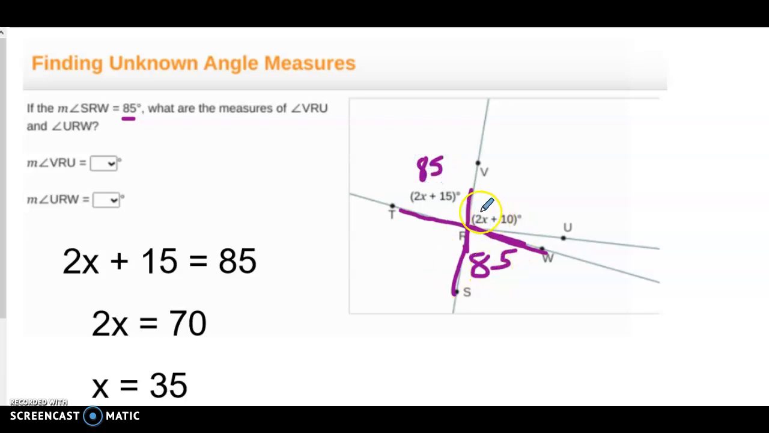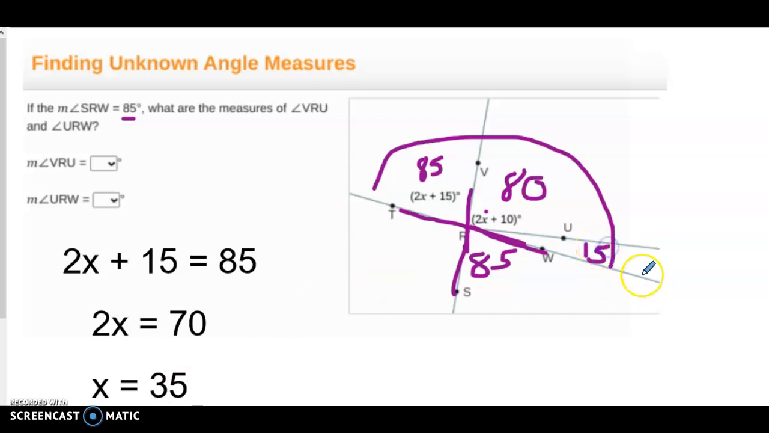Now we can also put the 35 in here. 2 times 35 is 70 plus 10, that's 80. And we have a straight line here from T down to W. So that means all of these angles on a straight line have to add up to 180. Right now you've got 85 and 80, so you've got 165. You're missing 15.